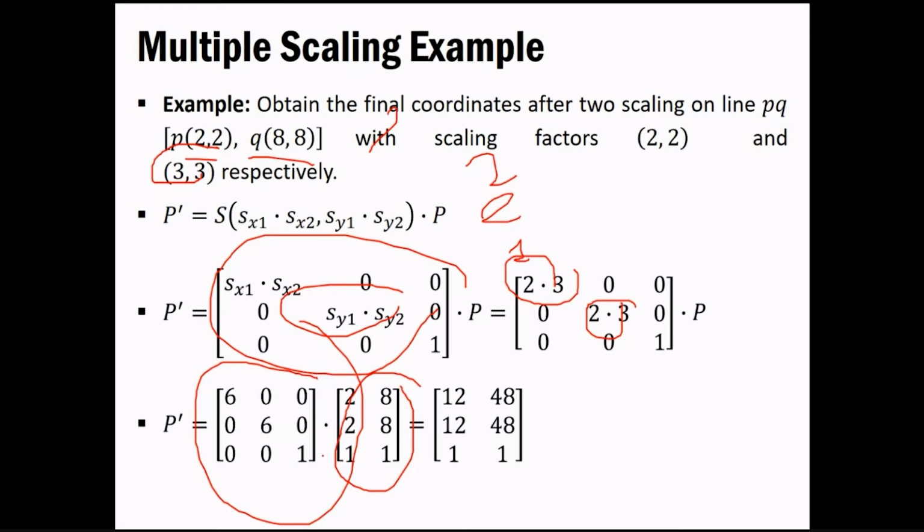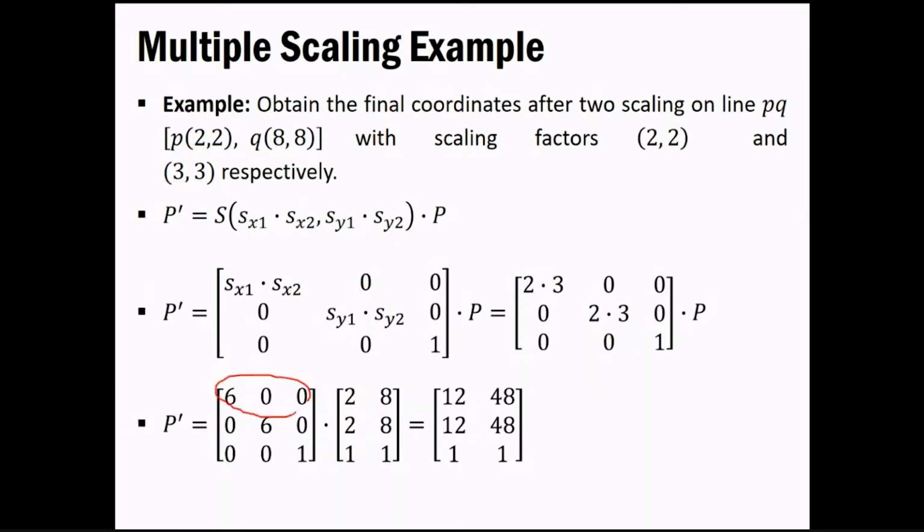Start by multiplying with the very first row that you have, that is 6 0 0, and you'd get the value 12 at this point. A similar calculation is done for the other entries as well, so you'd get 48 48 1, and similarly 12 12 1. Once you get this out of the multiplication operation, you have the final coordinates. In our case, it is nothing but 12 12 and 48 48 after scaling.